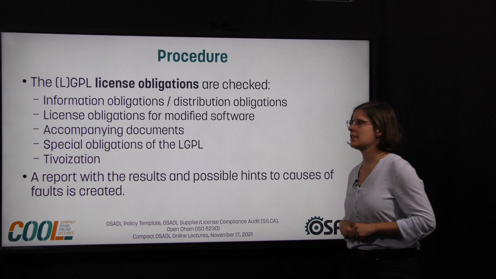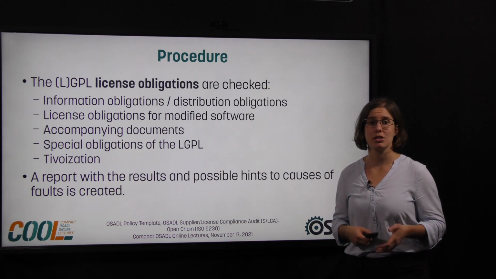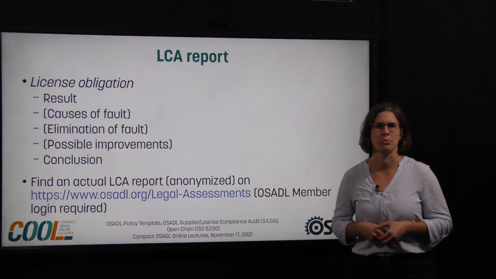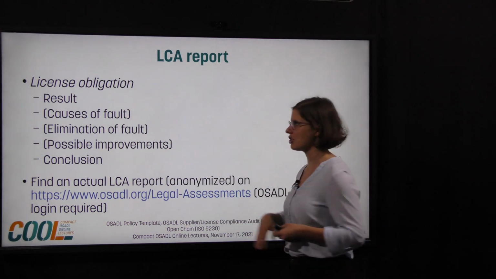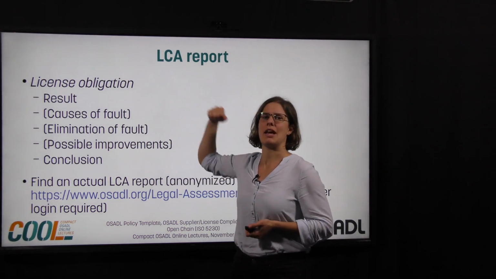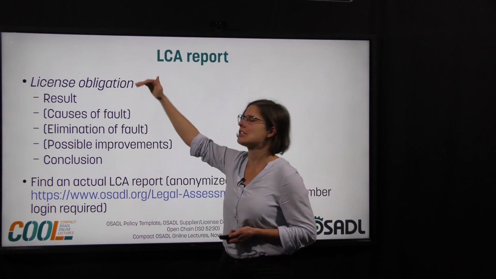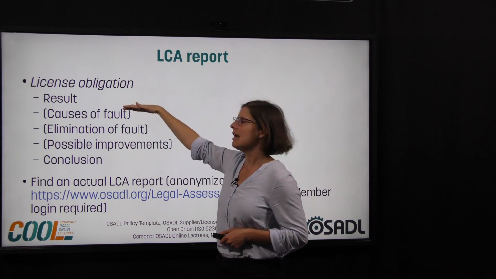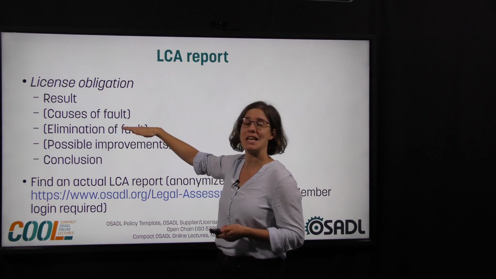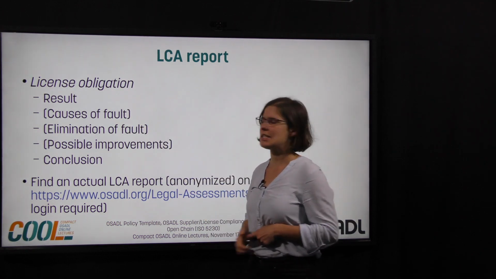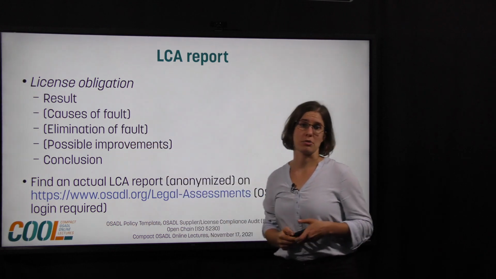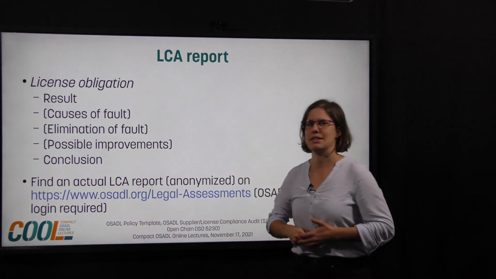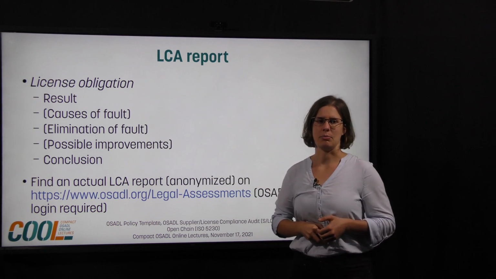And when all of these points have been checked, a report is created with the results, and it also contains hints to possible faults. So this report is very clearly structured. It looks at every single license obligation. So the heading is the license obligation, gives the result of the audit for this product in case there were any faults. It gives the causes for these faults. It gives hints on how they can be eliminated. It can also give hints on possible improvements, which are not necessary but could be recommended. And a conclusion is given. This is done for every single license obligation.